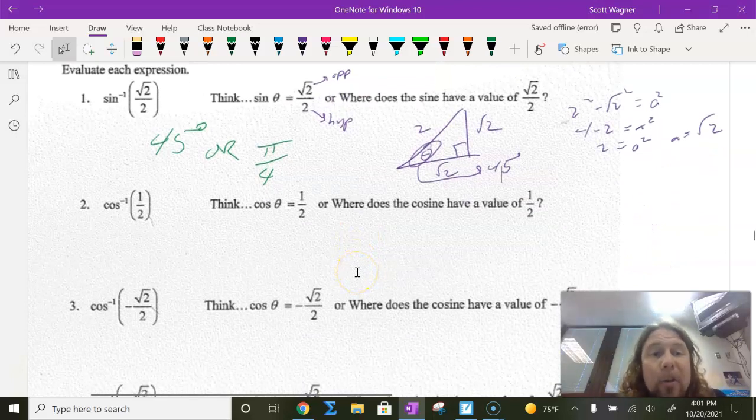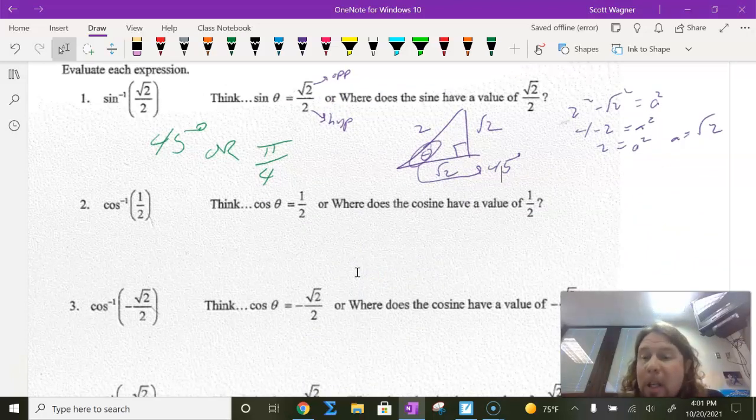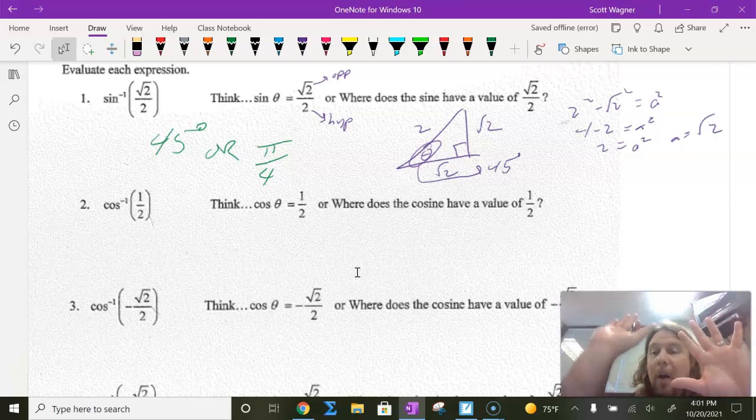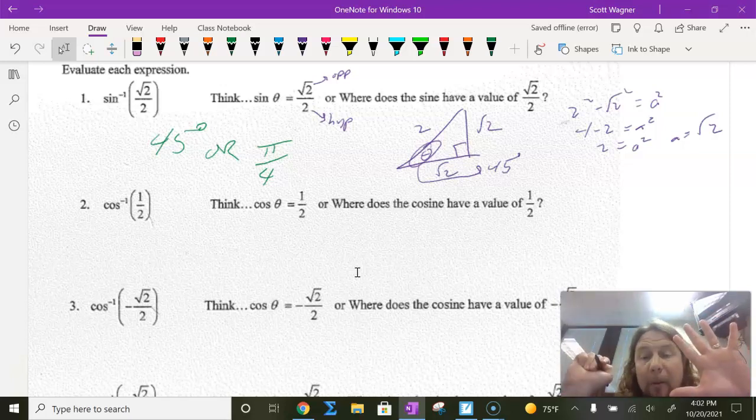The inverse cosine of 1/2. What you're thinking is, the cosine of what angle is going to be a ratio of 1/2? Or where does the cosine have a value of 1/2? So if I think about the hand trick, right there, I'm thinking cosine. Cosine is the upper half of my hand, and I want one finger on the upper half of my hand. So which finger should I fold back if I want one finger on the upper half of my hand?